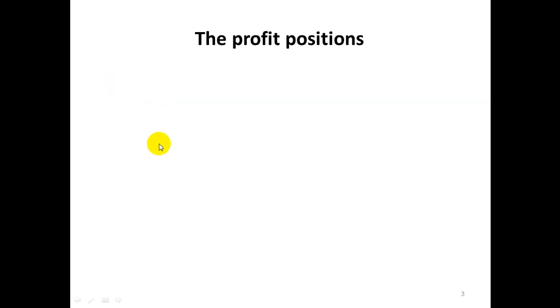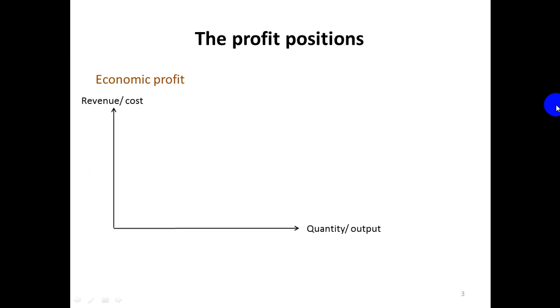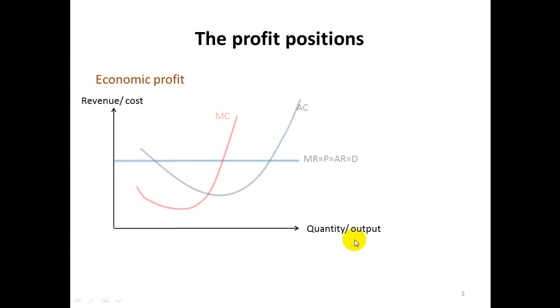Okay, let's look at some graphs. Economic profits is the first one we're going to have a look at. First, draw simple axes, revenue and cost on one axis, and quantity or output on the other. You remember Mr. Pod, gentlemen, which is your marginal revenue, your price, your average revenue, and your demand. All of these are horizontal, and we'll have a look at another video on why they are all horizontal.